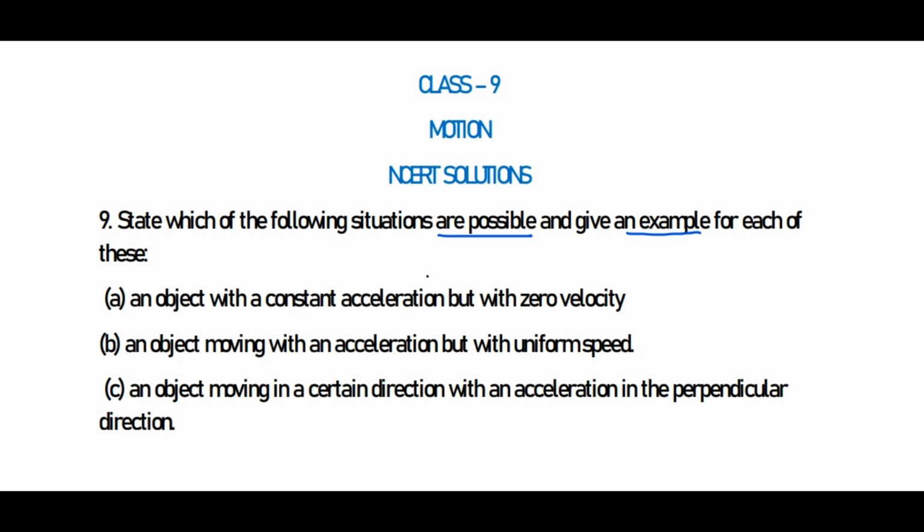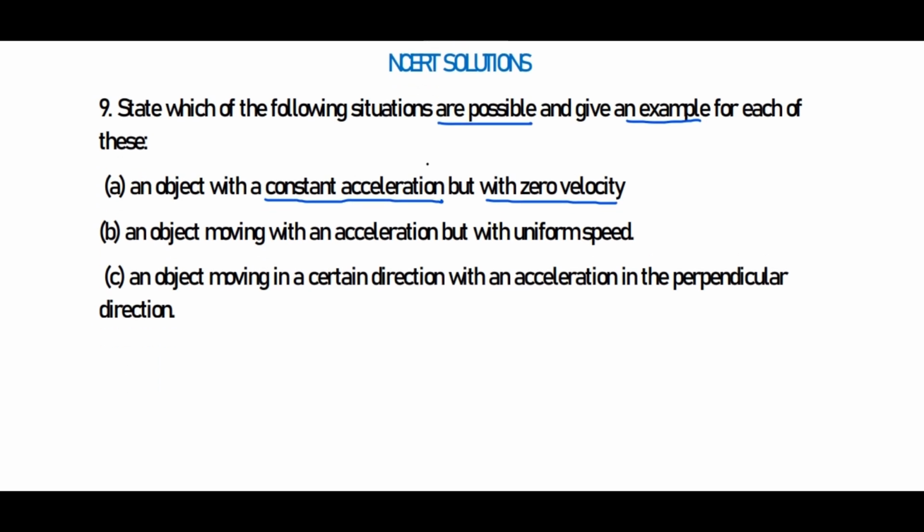In the first sub-question A, an object with constant acceleration but with zero velocity. The object should have constant acceleration and at the same time it should have zero velocity. This case can be possible. So the answer for A is yes. An object can be with constant acceleration but with zero velocity.